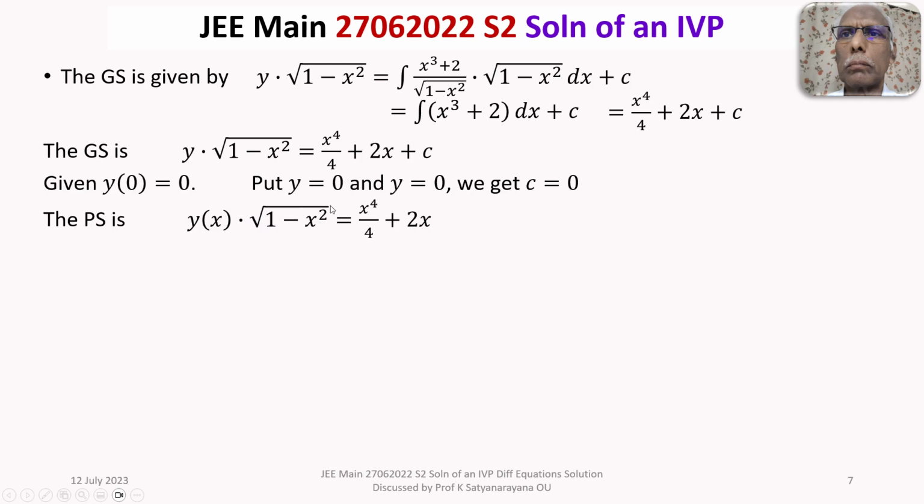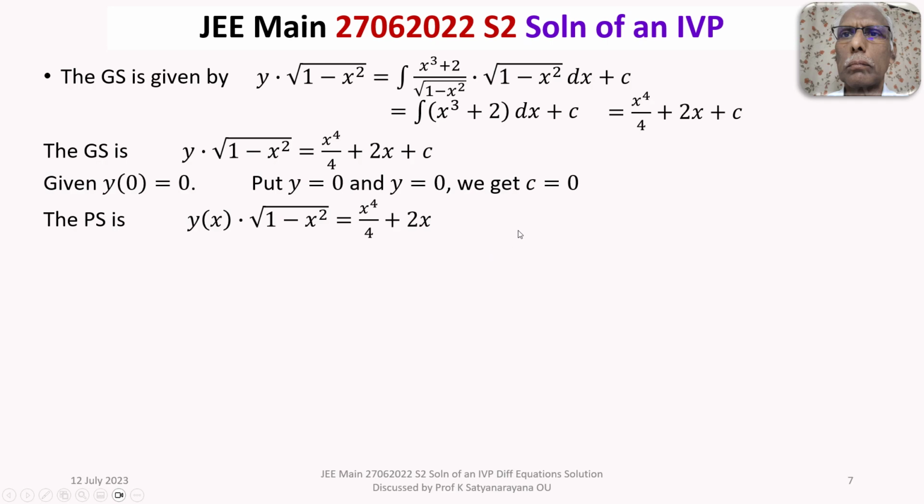Then the particular solution is given by y of x multiplied by under the square root of 1 minus x square is equal to x to the power of 4 by 4 plus 2x. C is 0. We have evaluated. This is the particular solution. Why is this called a particular solution? It is a solution obtained for a particular choice of x and y. The value of y is equal to 0 when x is equal to 0. Then c is 0. Thus we get a particular solution.